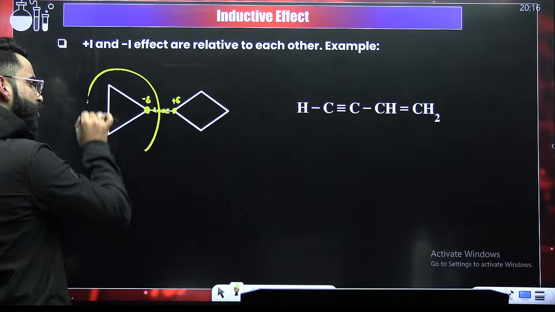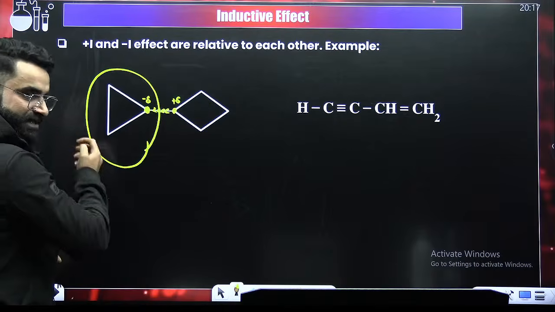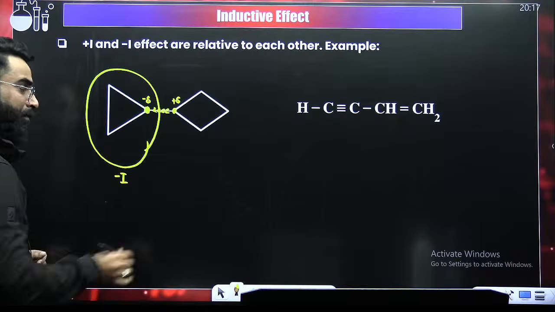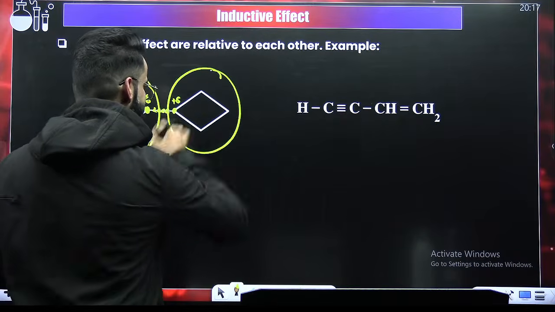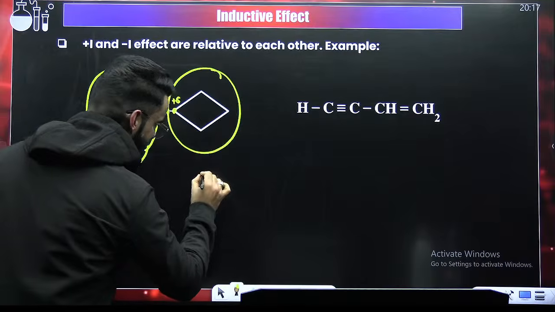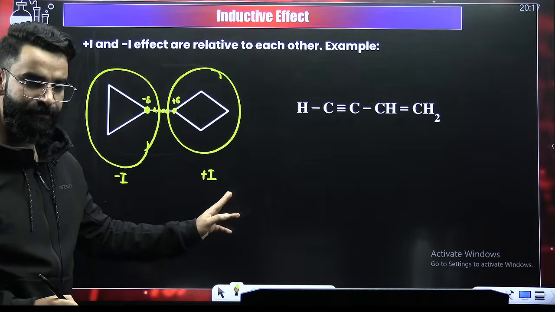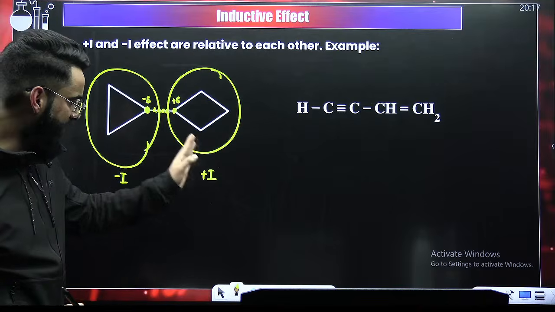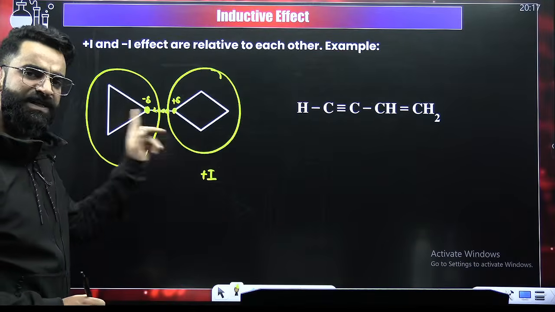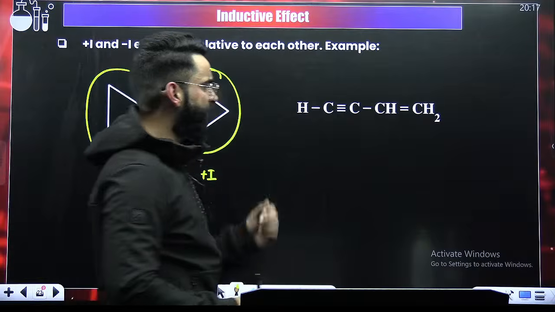If you talk about this group, is it withdrawing the electrons? Yes, it's electron withdrawing here. So technically I would say it is showing minus I. But if you talk about this particular group, can I say this group is pushing the electrons? It is pushing the electrons, so technically it is donating. It shows plus I. So plus I and minus I are related to each other. A group shows minus I with respect to something that shows plus I, and this shows plus I with respect to something that shows minus I. Same goes for this one.